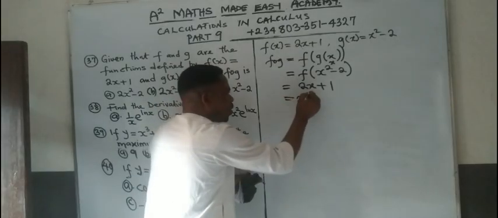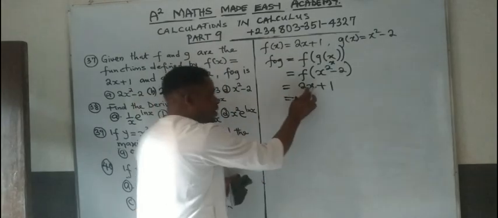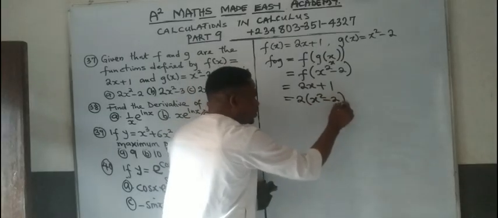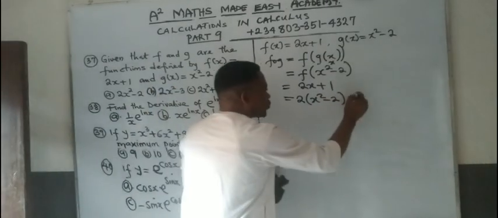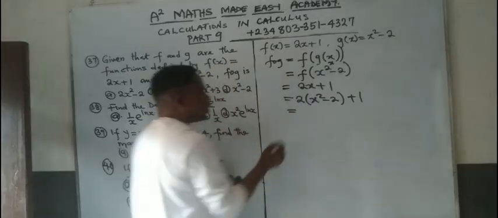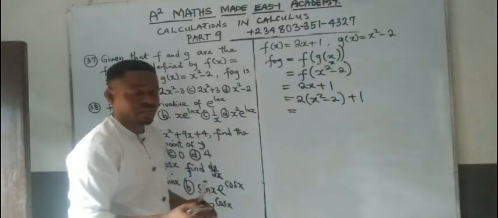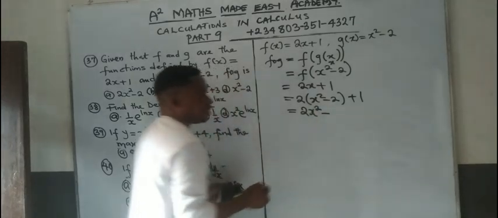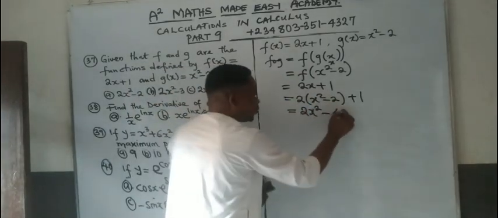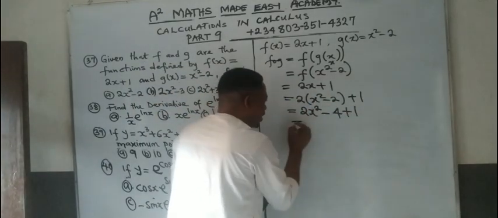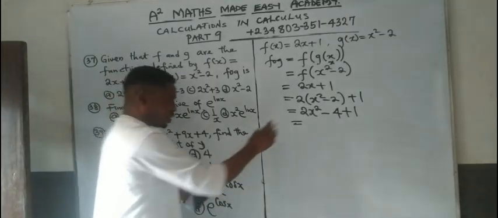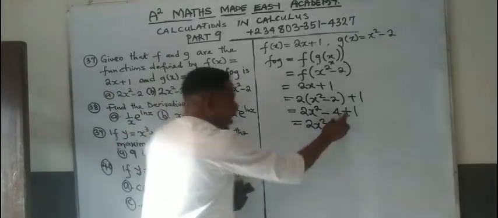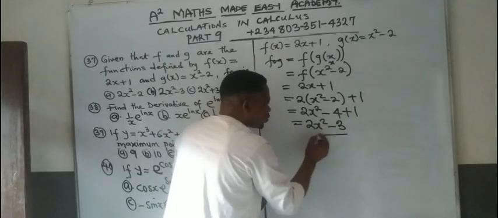This is 2, open the bracket. I have seen x. What is x? x is x squared minus 2. Close the bracket, then plus 1. What do you think will happen here? Now open the bracket. 2 times x squared will give us 2x squared. Then minus 2 times 2, which is 4. Then plus 1. Finally, what is the answer? I want you to watch. This is 2x squared, then minus 4 plus 1 will give you minus 3. So this is 2x squared minus 3.